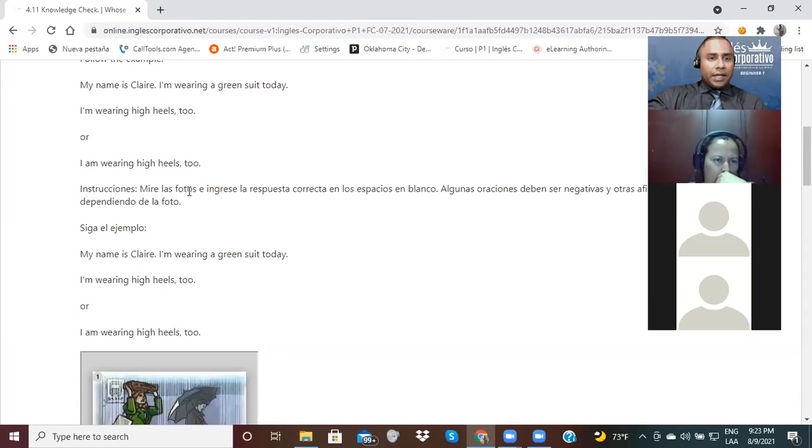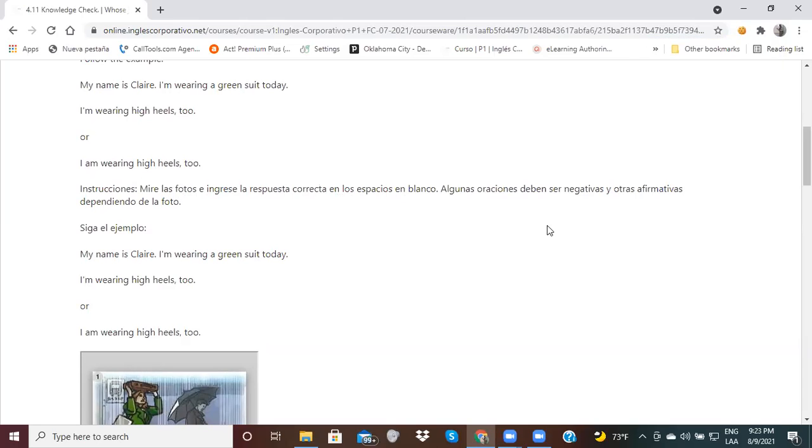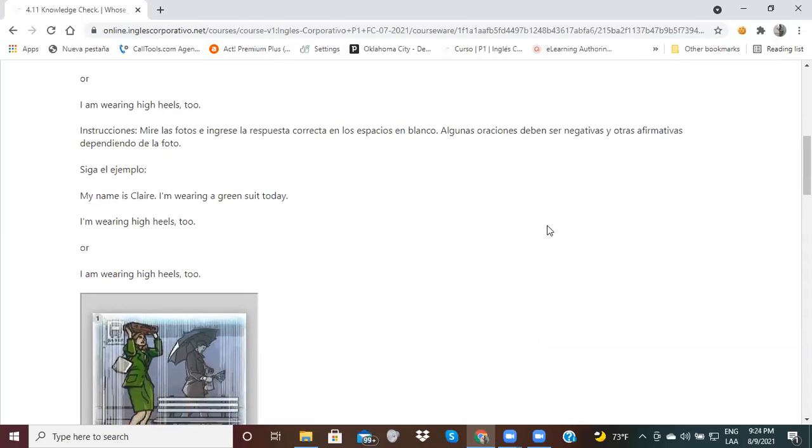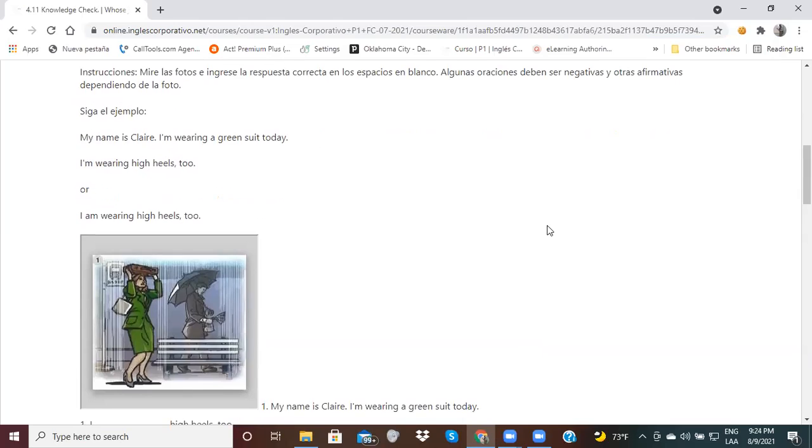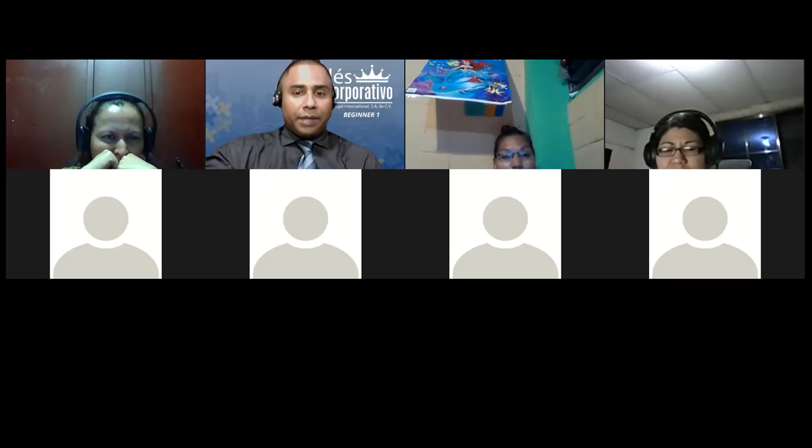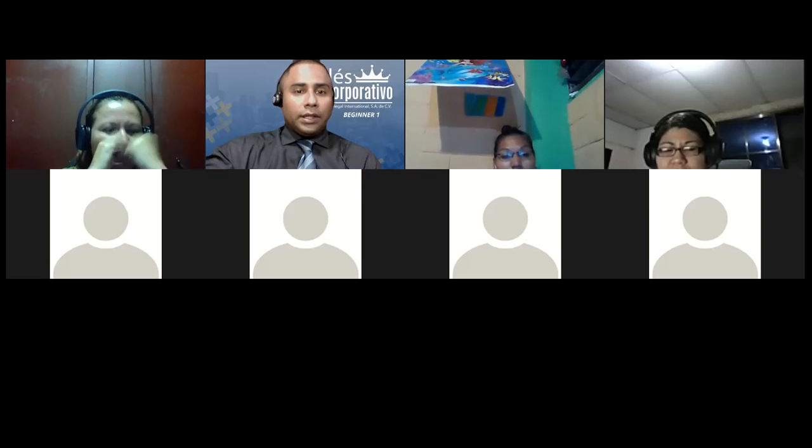Instructions. Mire las fotos e ingrese la respuesta correcta en los espacios en blanco. Algunas oraciones deben ser negativas y otras afirmativas, dependiendo de la foto. Siga el ejemplo. My name is Claire. I'm wearing a green suit today. I'm wearing high heels too. Or I'm wearing high heels too. All right, vamos a tomar unos minutos y vamos a trabajar esta actividad en parejas. Y después lo vamos a chequear juntos. Ready? Let's go.